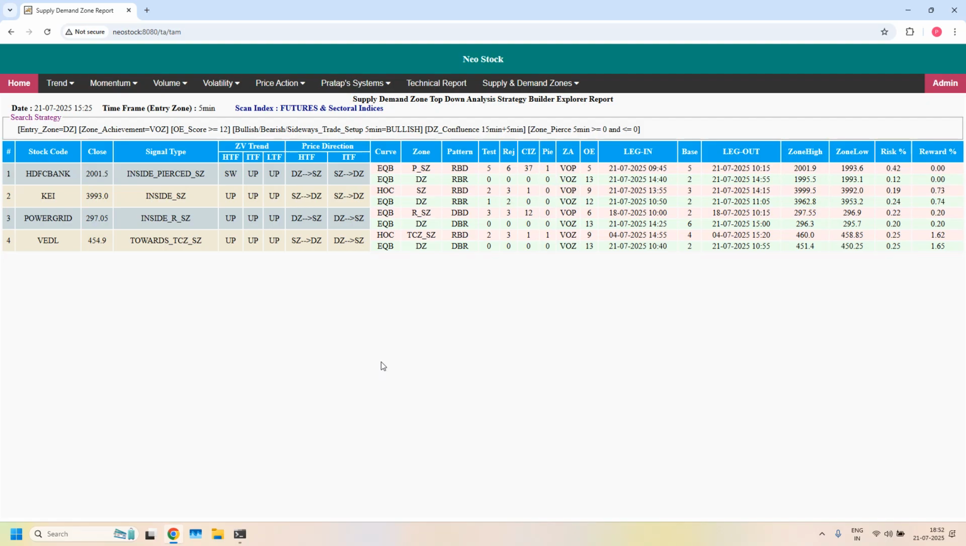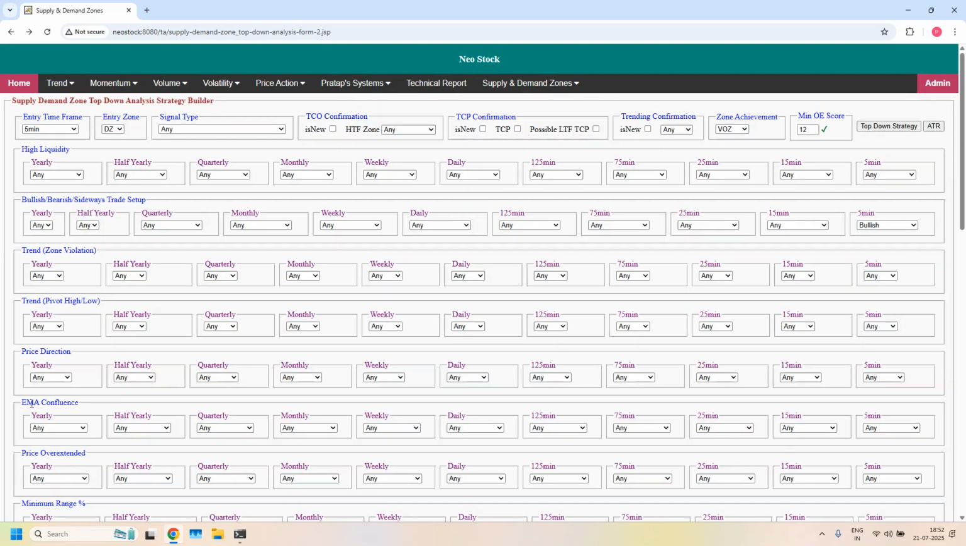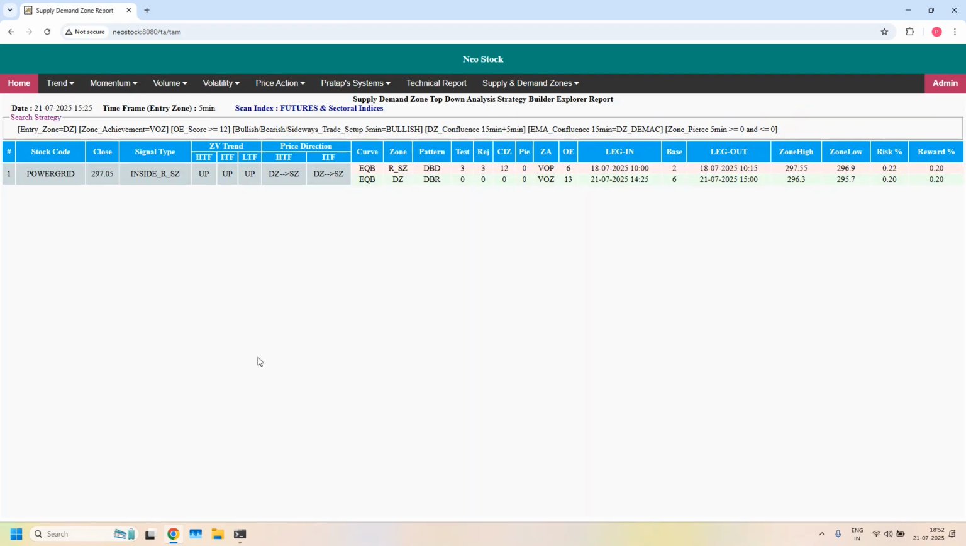We can further filter based on EMA confluence on the 15 minutes demand zone. Checking a 15 minutes demand zone with daily EMA or not. We got 1 stock. That way, this 5 minutes demand zone might be having better high probability to get success, provided less than 20 checklist items are satisfied. Otherwise, zone might be violated.